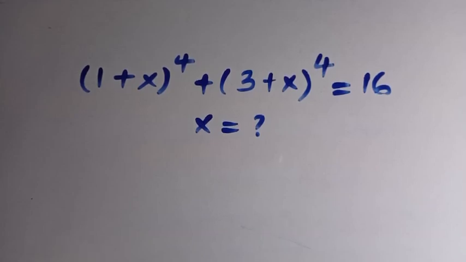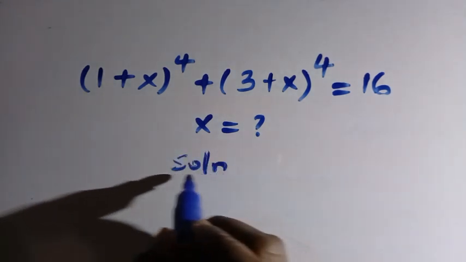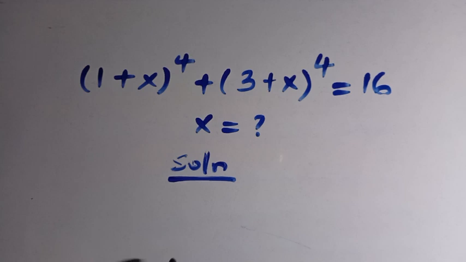How to solve these nice algebraic equations? We have (1 + x)^4 + (3 + x)^4 = 16. I want to find all the values of x that satisfy this equation. So the first thing we consider here is the solution. Then let's consider the first bracket, which is 1 + x.